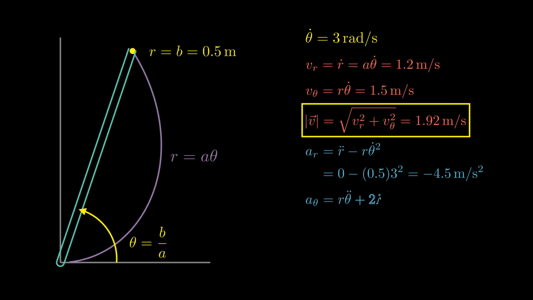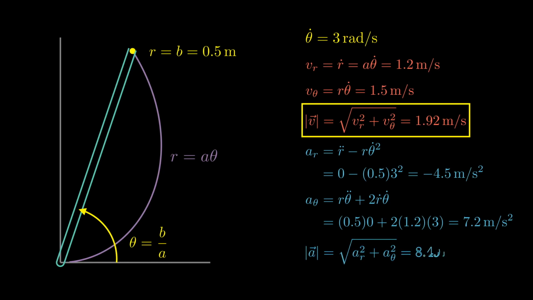The formula for angular acceleration is r times theta double dot plus 2 times r dot times theta dot. Theta double dot is just 0 since the link rotates at a constant speed. We know all the other values already, and plugging them in gives us a result of 7.2 meters per second squared. Combine the two components, and we find that the magnitude of acceleration is 8.49 meters per second squared.